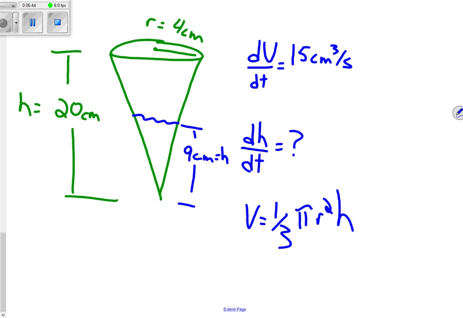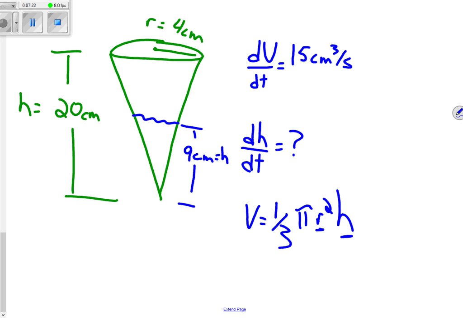Now, you see here, we're looking for dh, right? We have two variables in the question, r and h, right? Do we normally solve questions with two variables? No, we always substitute one in for the other, right? If we're solving for dh, which one do you think we want to keep? H, right? So we've got to get rid of r.